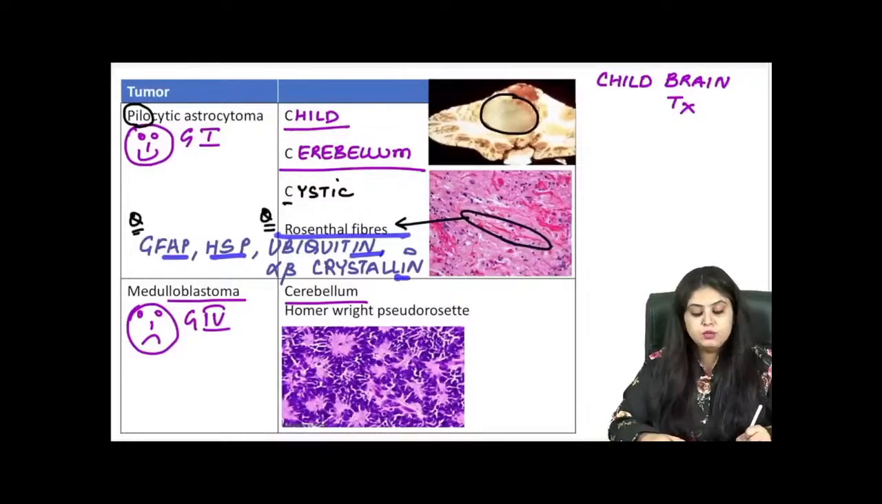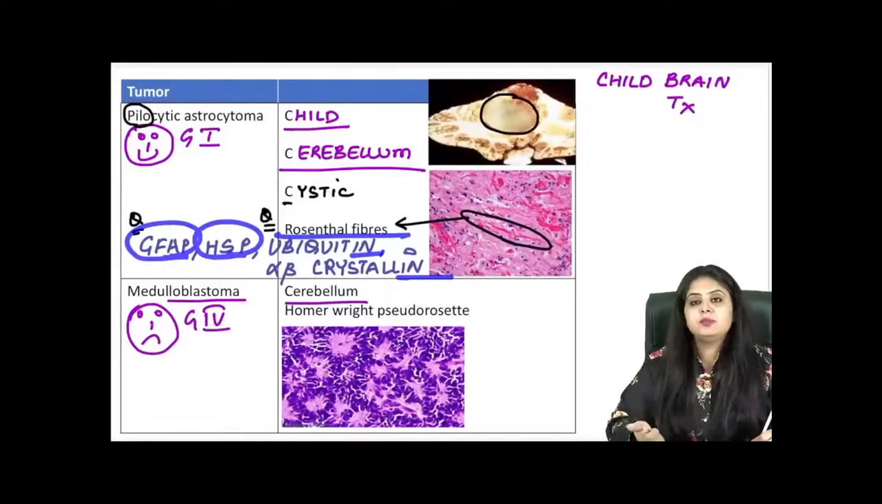This mnemonic everyone remembers: anything blast happening is bomb blast, very bad. So medulloblastoma very bad, glioblastoma very bad. Any other new blastoma tumor in the exam very bad. All blastomas are very bad. Okay, so this is good and this is bad.